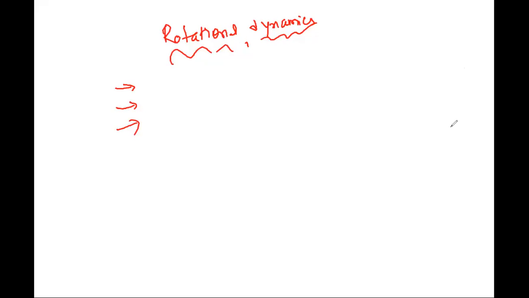Dynamics is concerned with force and mass, their effects on motion. Right. Okay.